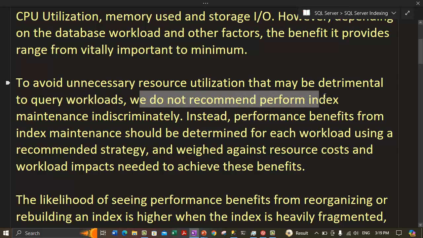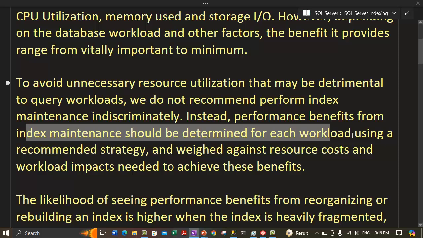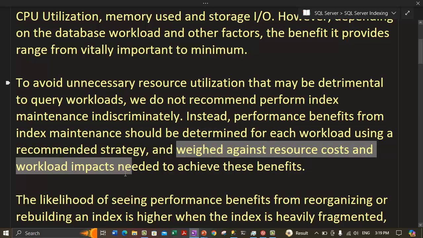So we do not recommend performing index maintenance indiscriminately, meaning do not perform index maintenance at just any time, especially during the peak workload period. Instead, performance benefits from index maintenance should be determined for each workload. For each workload, we should first determine the performance benefit that the index maintenance process will provide using the recommended strategy, and it should be weighed against the resource cost and workload impacts needed to achieve these benefits.